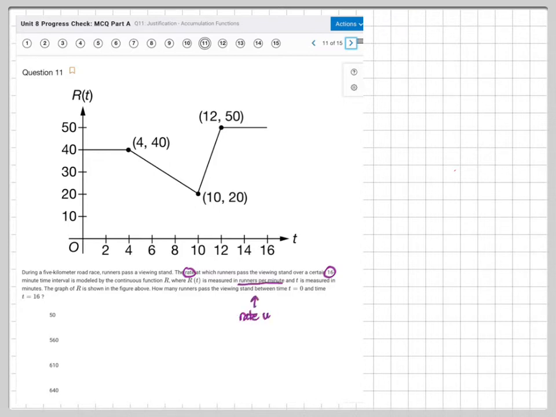Oh, there's my hint too. That's a definite rate, or units of a rate. And t is measured in minutes. The graph of r is shown. It's shown in the figure above, so we know this is r.